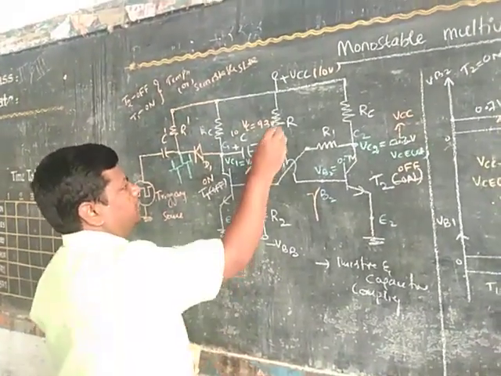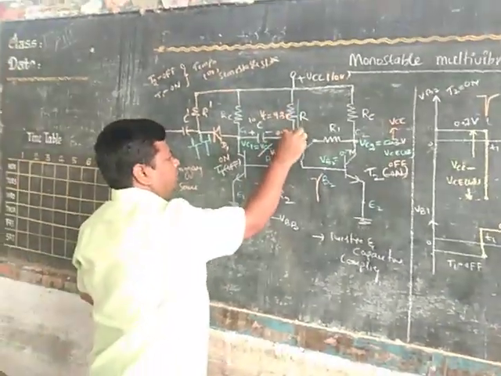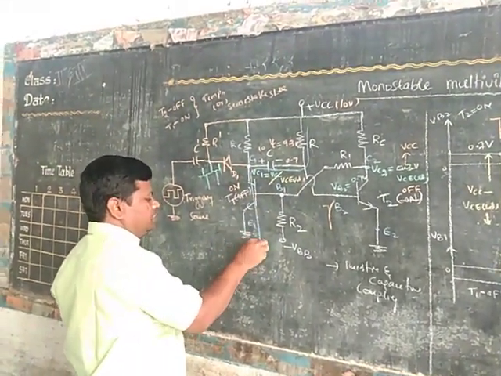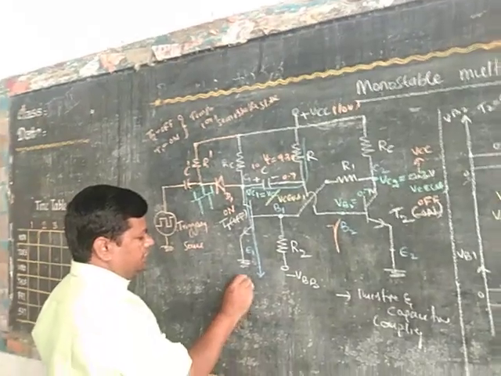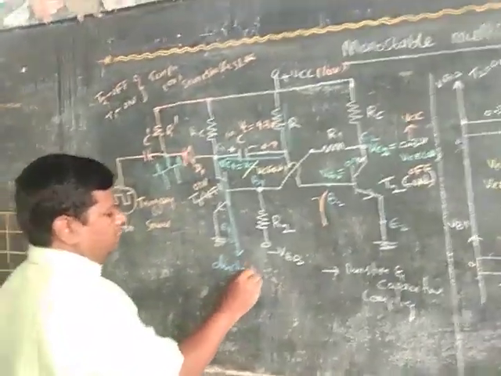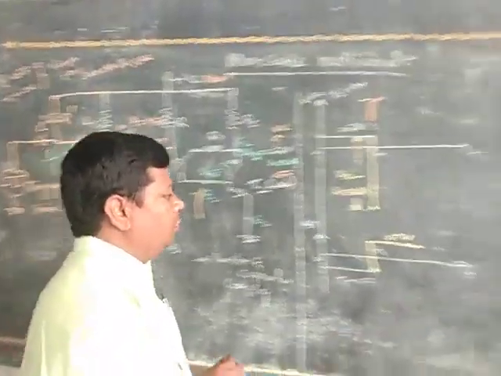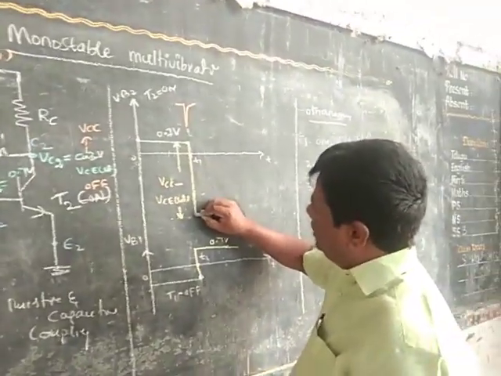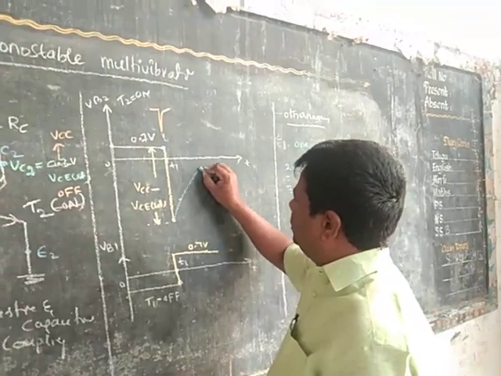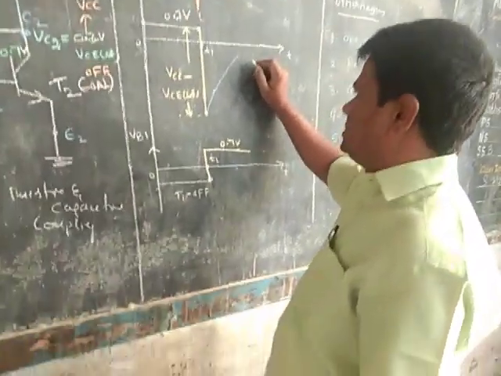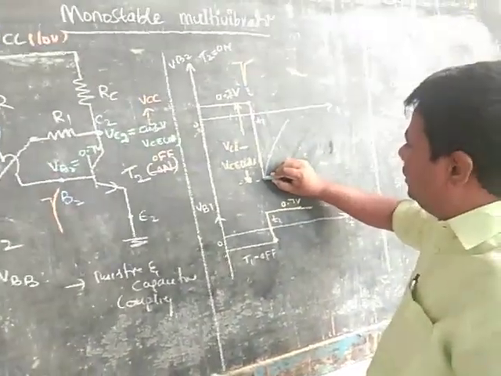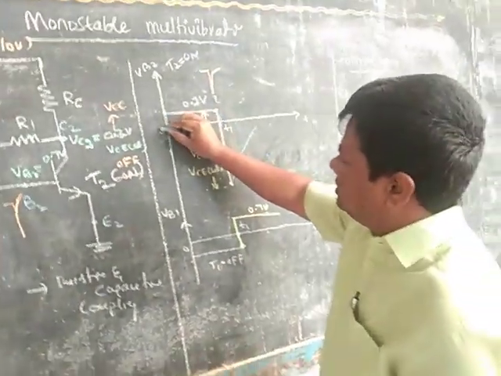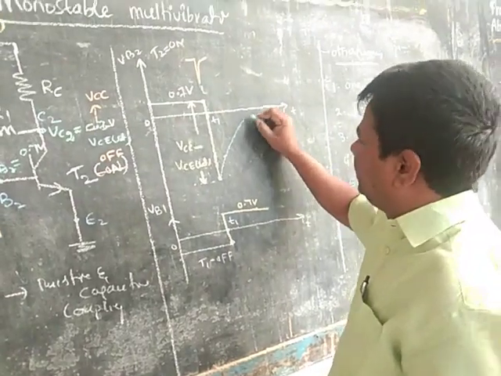Now the capacitor tries to discharge through transistor T1. Now capacitor C slowly discharges through the T1 transistor. Here the capacitor voltage goes towards the 0 axis, that is the discharge.